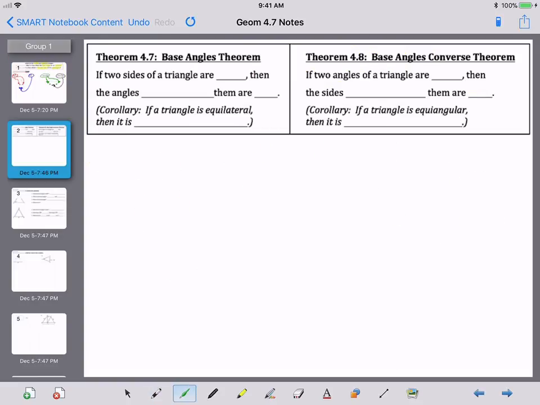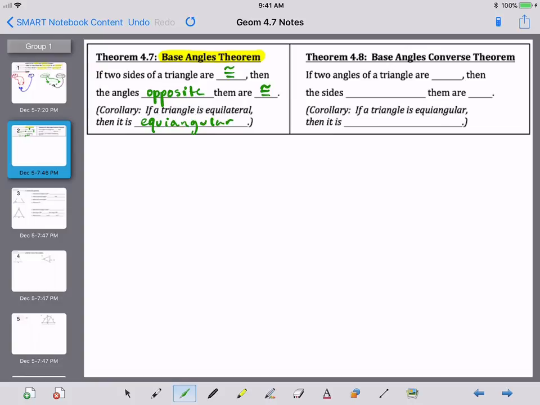The next thing we're going to talk about is two theorems. First of all, theorem 4.7 is the base angles theorem, which tells us that if two sides of a triangle are congruent, then the angles opposite those congruent sides are also congruent. And a corollary to that deals with equilateral triangles. So if it's an equilateral triangle, then it's also equiangular.